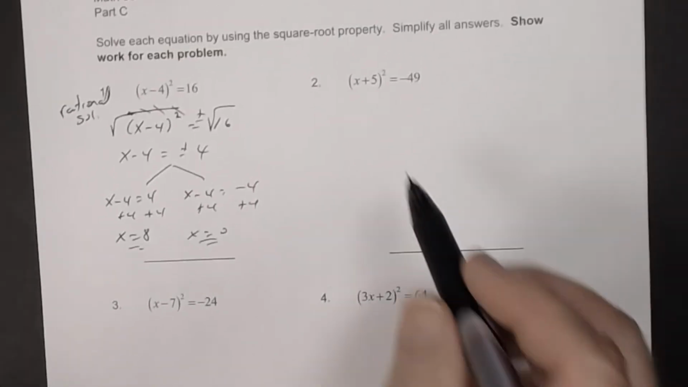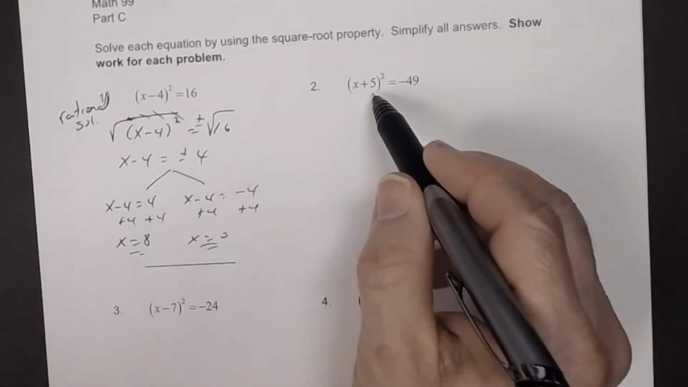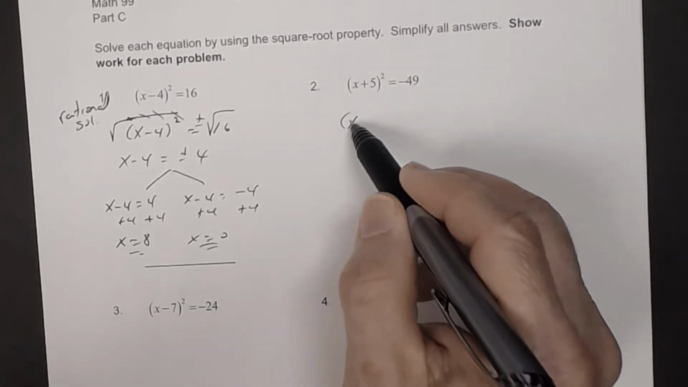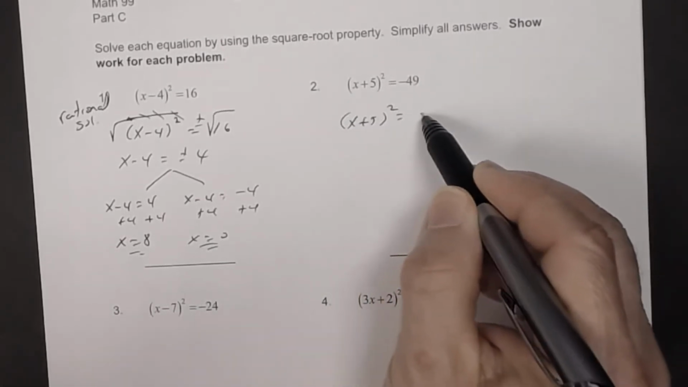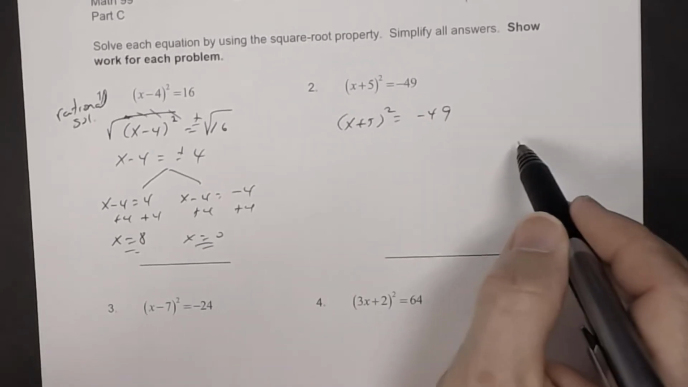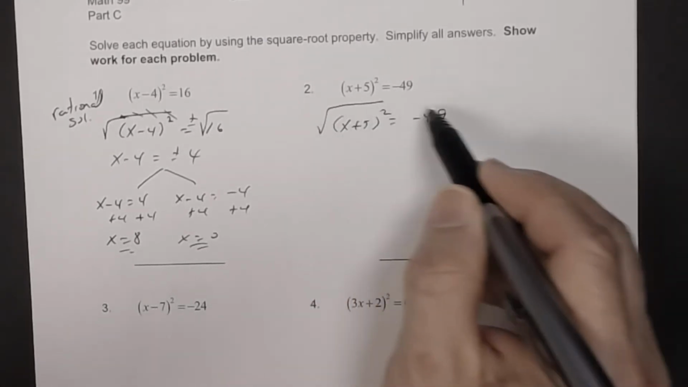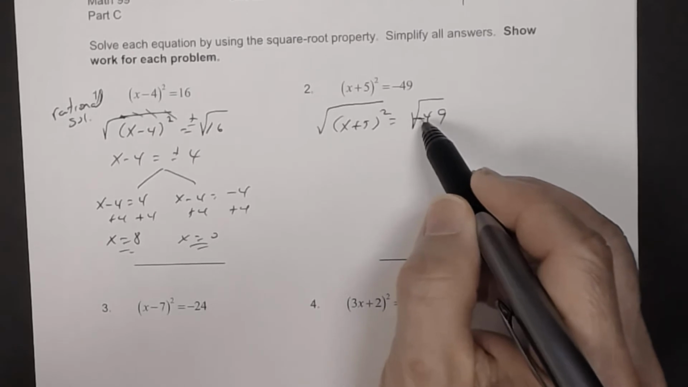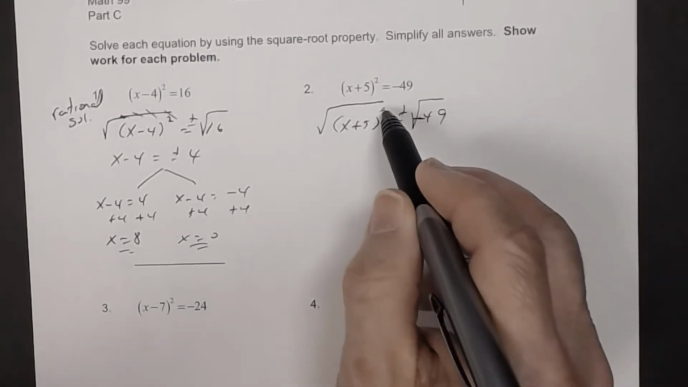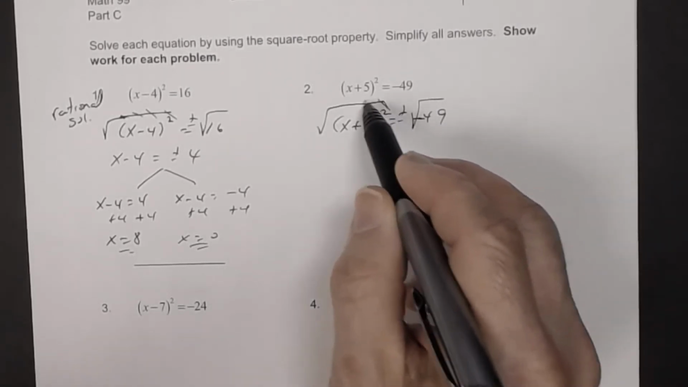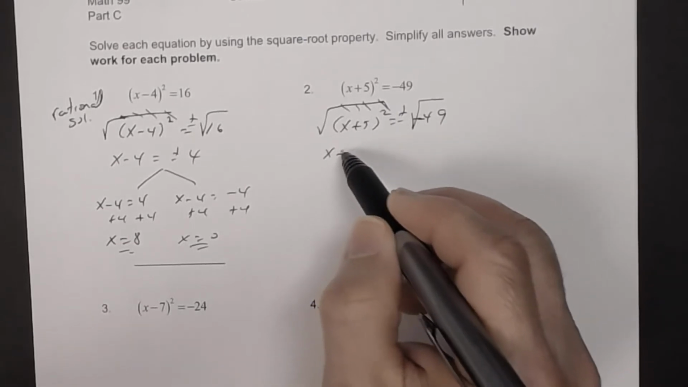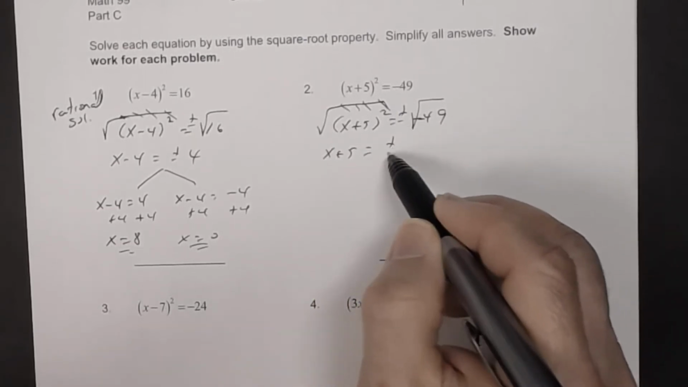Okay? All right, next one. Same idea. You have x plus 5 squared equals negative 49. So you're going to take the square root of both sides. Don't forget the plus or minus. Remember, the square and the square root undo each other, so you're left with the radicand. x plus 5 equals plus or minus.